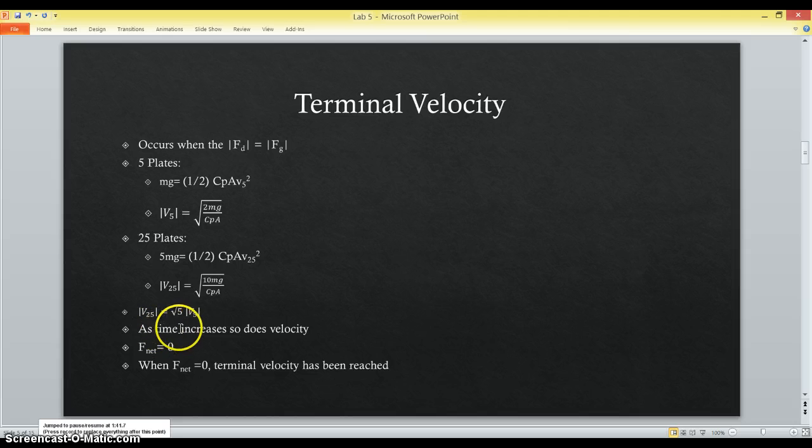So in this lab, as time increases, so does velocity, until F net is equal to 0. And when F net is equal to 0, terminal velocity has been reached.